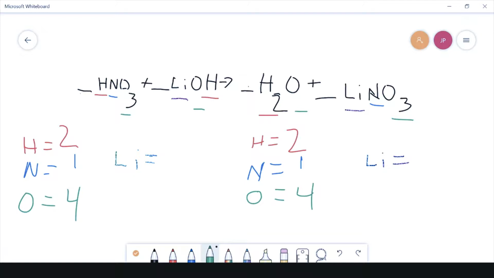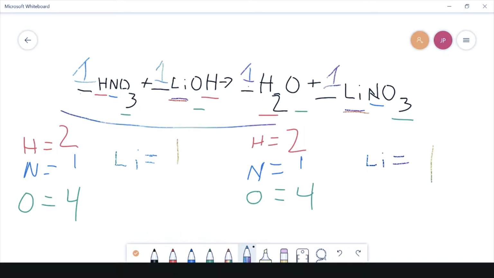And then for lithium, we've got 1 here and 1 here. So actually number 1 is easier than number 2, because it's already balanced. So all you need to put in these spots is a 1. So that one is actually easier.